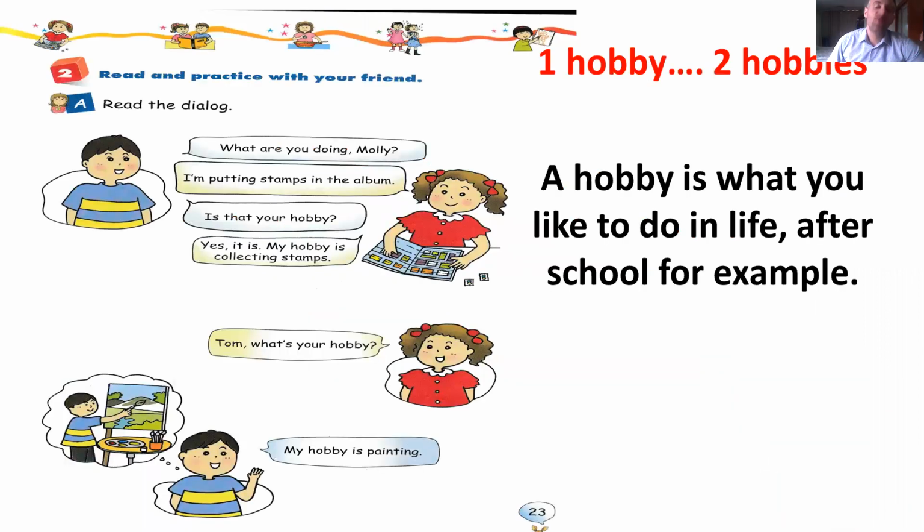First, a fast review about hobby and hobbies. One hobby, two hobbies. A hobby is what you like to do in life after school, for example. I think now you know and you can use that and you can express what your hobby is. You can review the last video and take a look at your book page 23 for some help. Hobbies, enough? Okay, we continue.